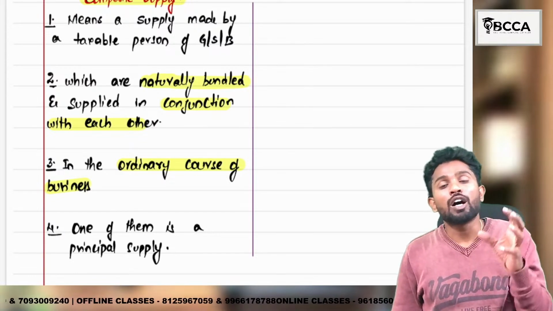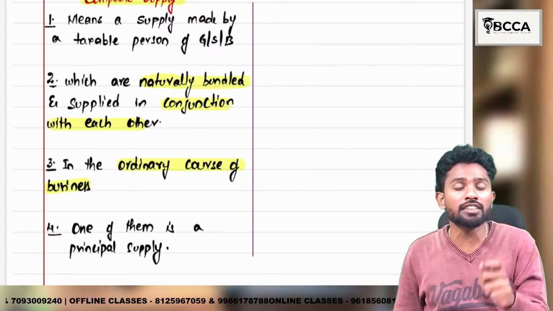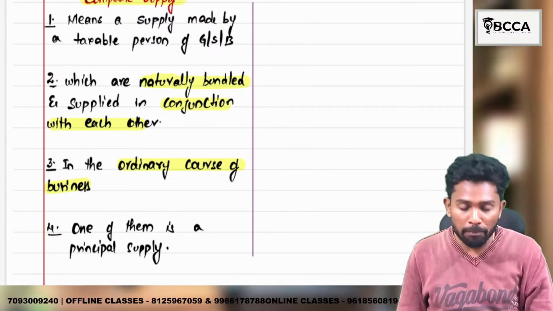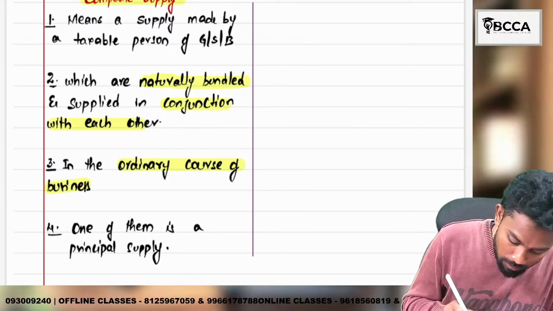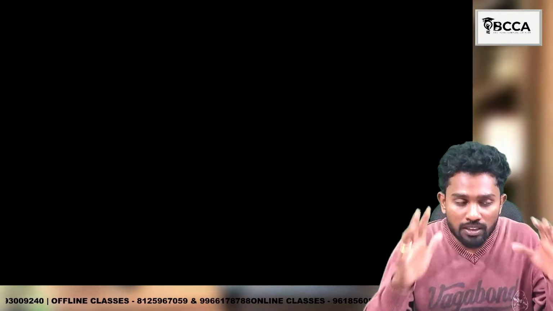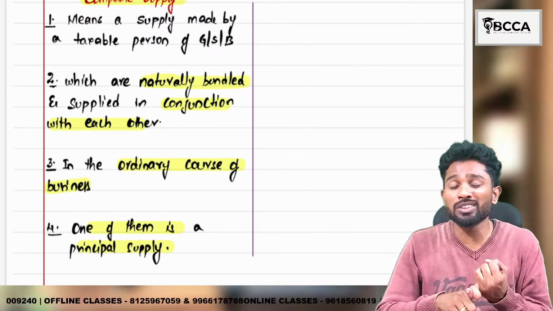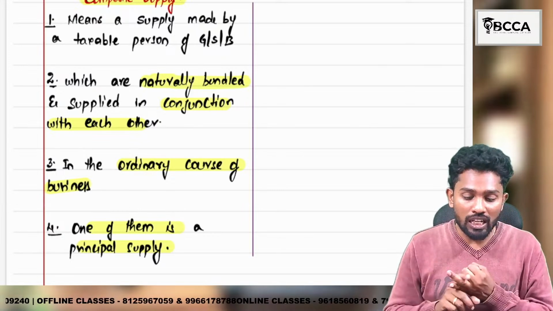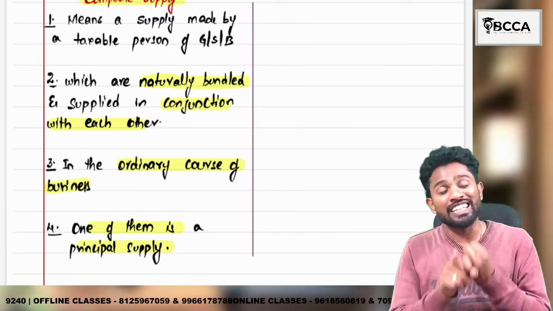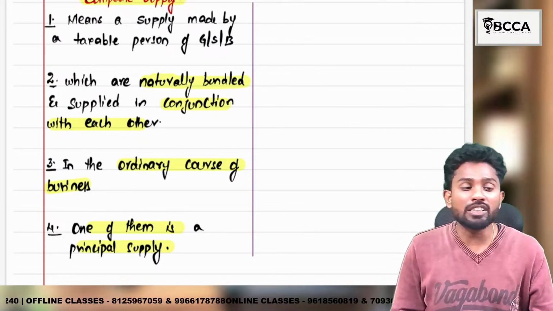Out of those bundle, whichever is having the dominant, predominant nature, whichever is main, that is called the principal supply. I'll give an example. One of them is a what? Principal supply. So repeat it, sir. Composite supply means a supply made by a taxable person in relation to goods, services or both, which are naturally bundled and are in conjunction with each other in the ordinary course of business, and one of them is a principal supply.